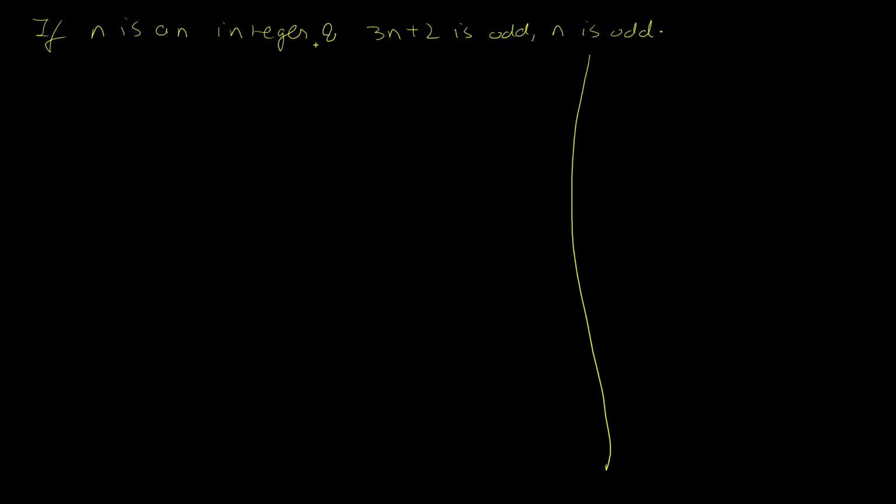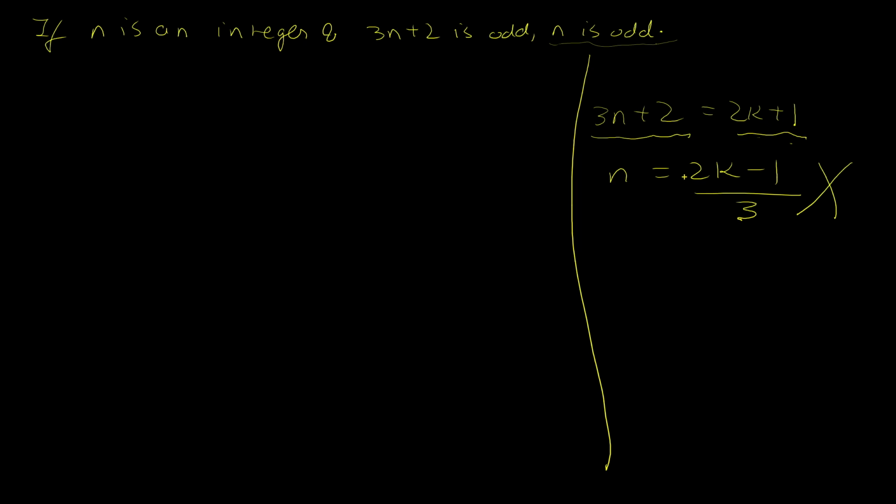So for the direct proof, I have to start with 3n plus 2 is odd, and then I have to somehow be able to show that n is odd. So I can say that 3n plus 2 is odd by assuming 3n plus 2 is something like 2k plus 1. So all I'm doing is saying 3n plus 2 is odd. Now can I use this equation to show that n is odd? Because simplifying for n gives me n equals (2k minus 1)/3. And this does not help us very much towards proving that n is odd. Therefore a direct proof didn't work and we'll therefore go for an indirect proof.